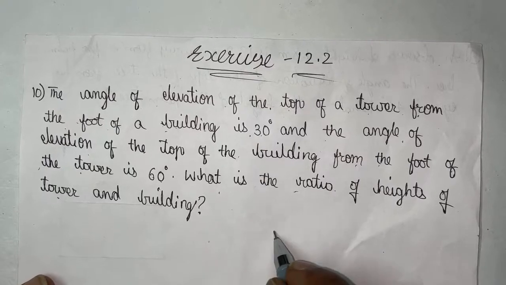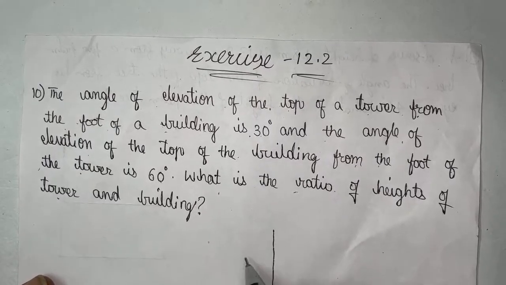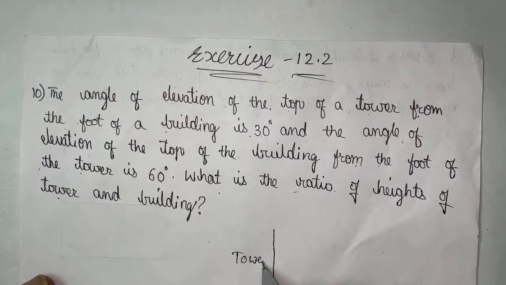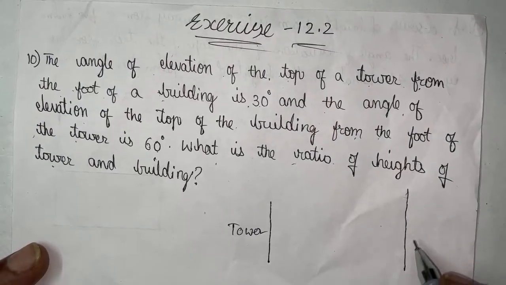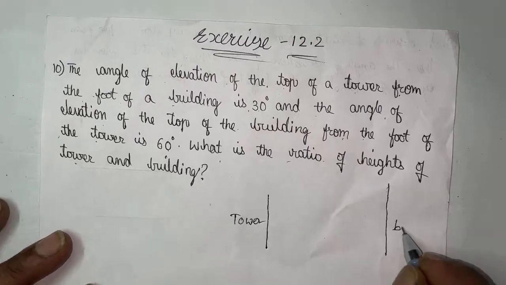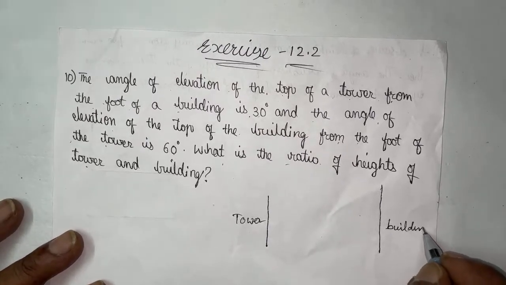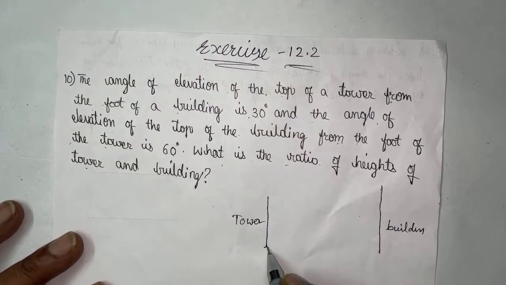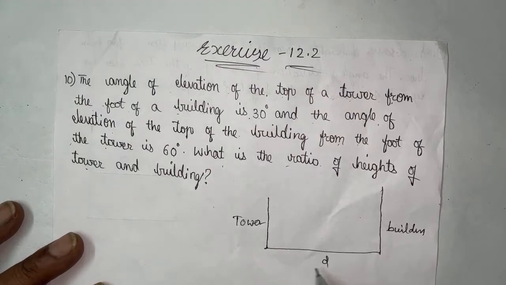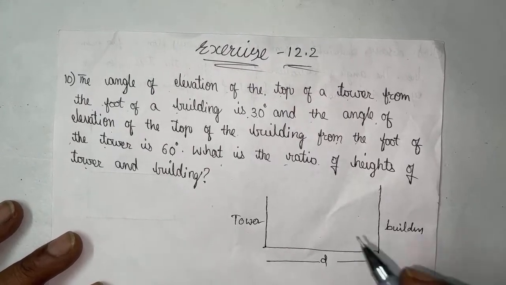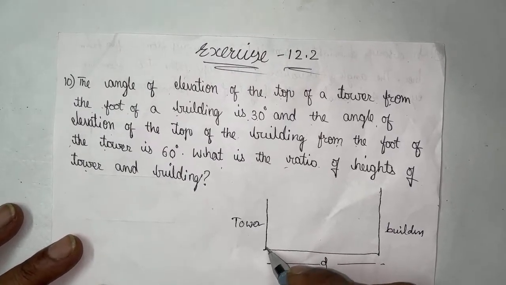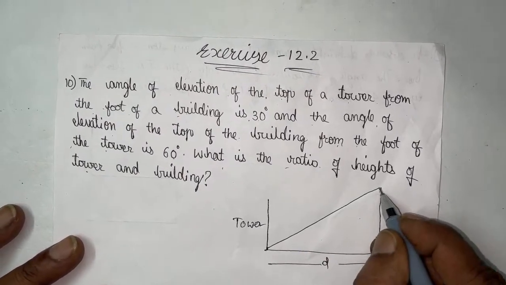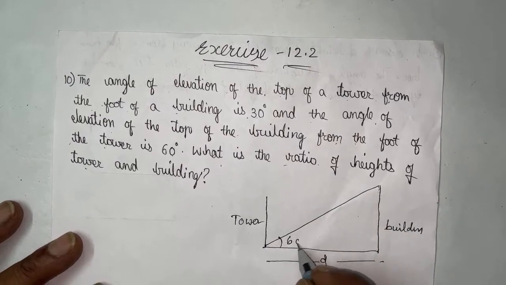First of all, you can see this is one tower and this is one building. Now, the distance between the building and tower will be D. And from the foot of the tower, I want to observe the building top. That time the angle it is making is 60 degrees.